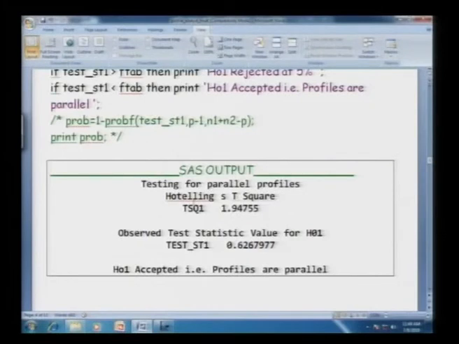Now, when we look at the result for testing of the parallel profile, the Hotelling's T-square statistic turns out to be 1.947, and the observed test statistic, which is a constant multiplier of this Hotelling's T-square statistic, turns out to be 0.626. Hence the test statistic value is lower than the tabulated value of the F distribution at the respective degrees of freedom, and hence we accept this H01, that is, the profiles are parallel. Whatever deviation we have, it is basically minor deviation.